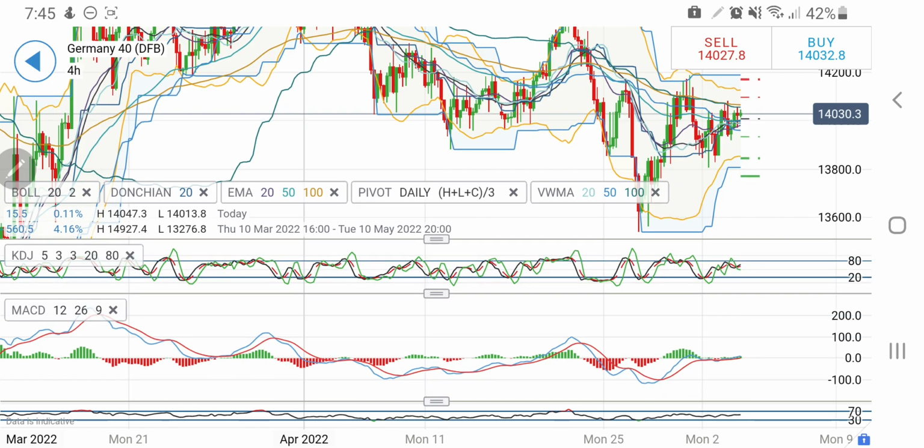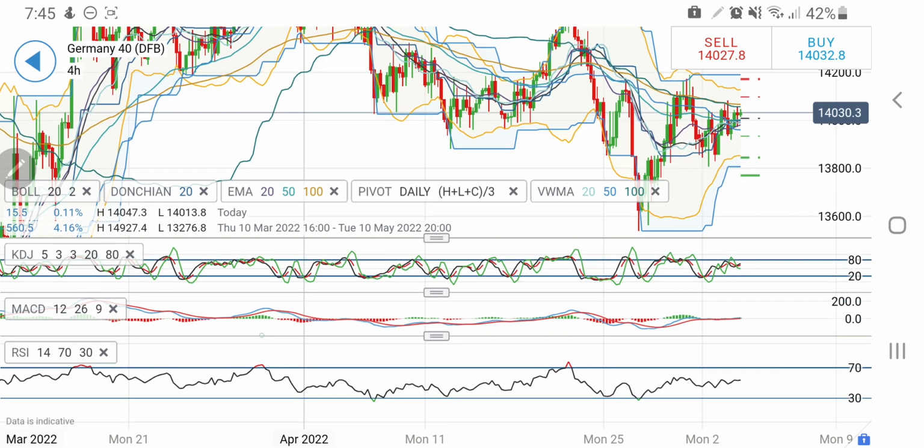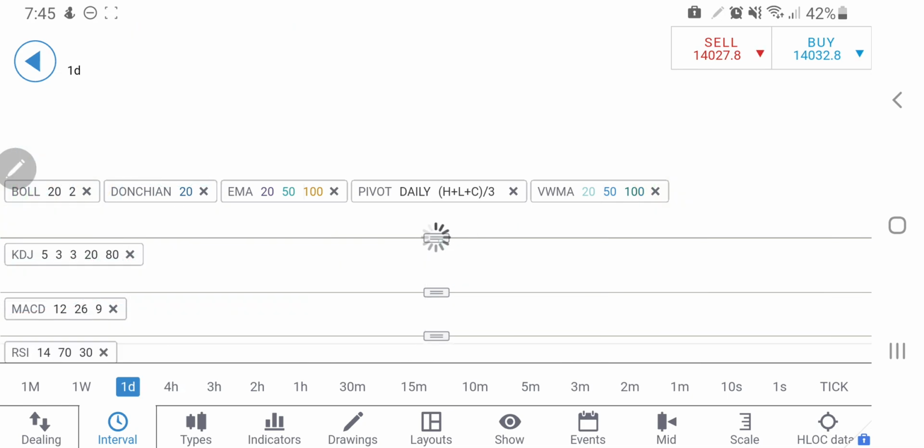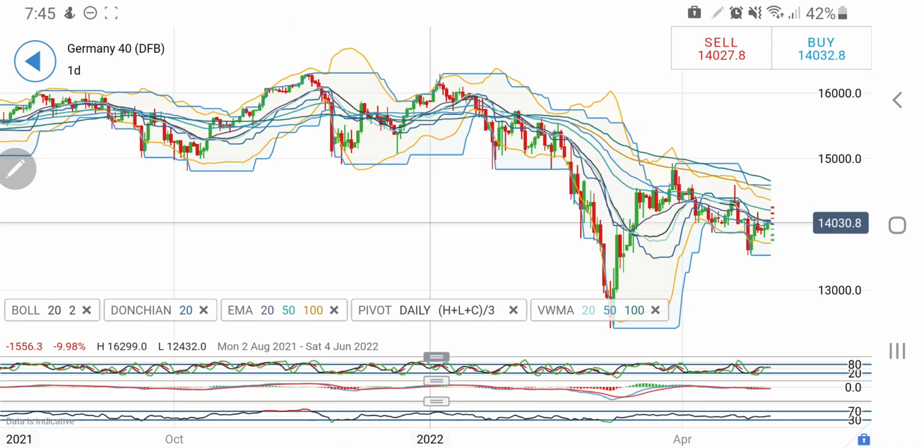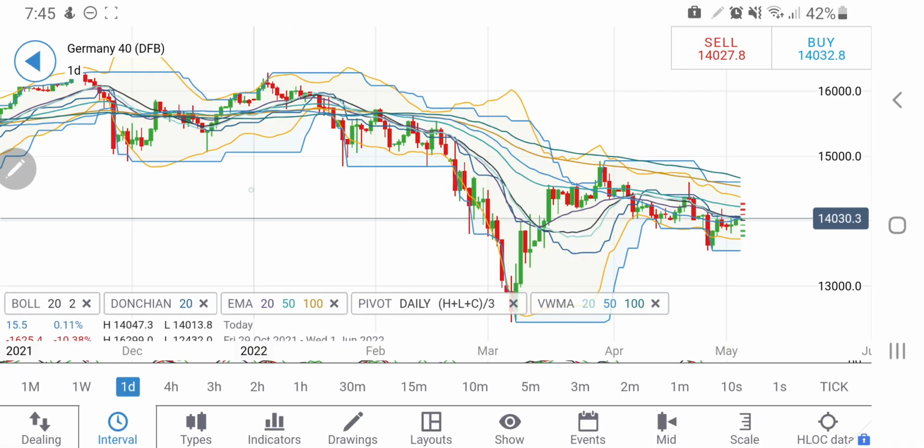Stochastic looking upwards. MACD is still running parallel. RSI not showing any sign. And if you look at the daily charts, on the daily charts too, this is trading in this channel. The high of this channel is at around 14500 levels, and yes, there is a little resistance from the 50 period moving average at around 14,100 levels.